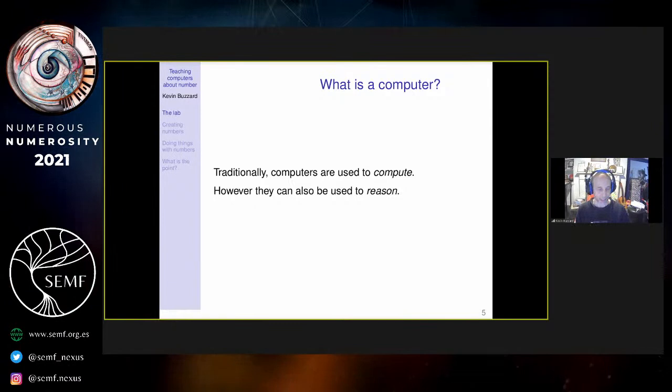And in the UK, at least, when you go through your mathematical education in the UK, one is obliged to study mathematics up to the age of 16. And if you study mathematics up to the age of 16, then you see a lot of examples of computing.